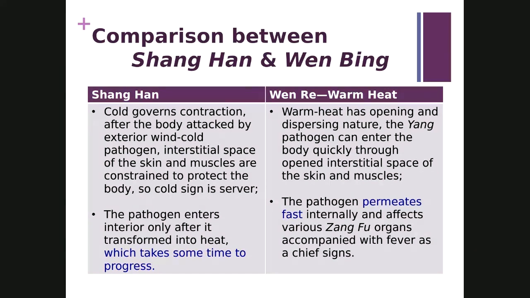Very gentle, like gentlemen. But the warm pathogen is different. Warm pathogen is yang in nature, very aggressive, like a little puppy. They have opening and dispersing natures, and they can penetrate the body, have a very quick onset, and go through the system very quickly. They can still open the interstitial spaces of the skin and muscles. They also enter straight away through the nose and the mouth. The pathogen penetrates very fast, and temperature elevates very quickly as well. They can affect various organs, depending on progression and the strength of the pathogens.